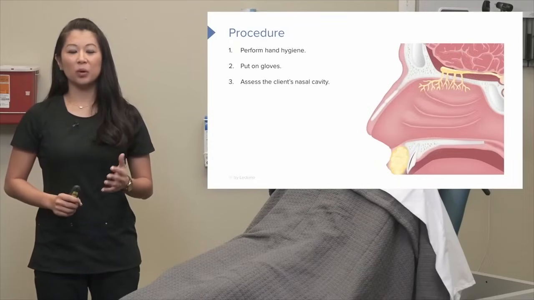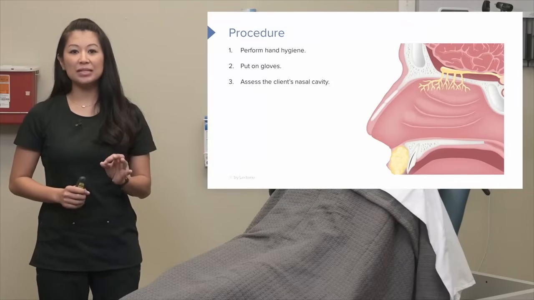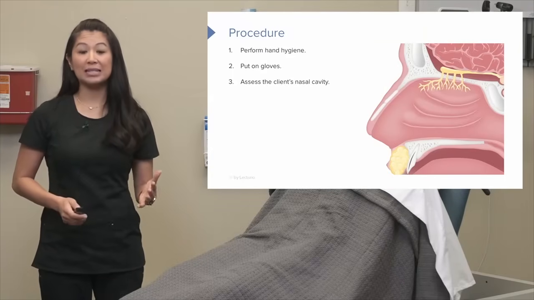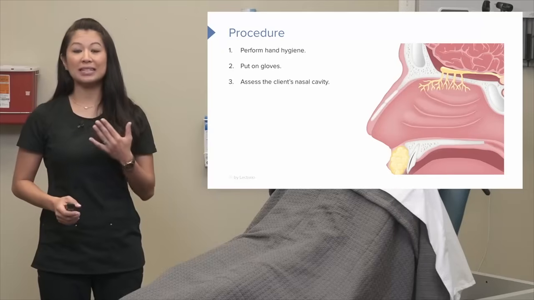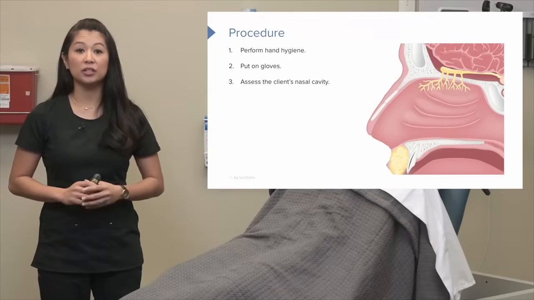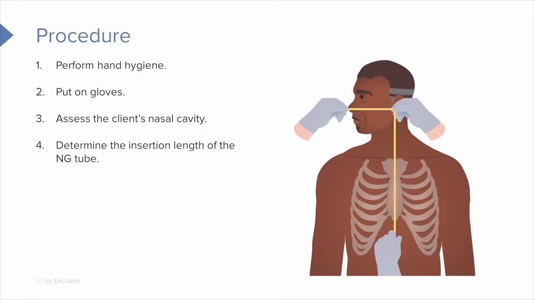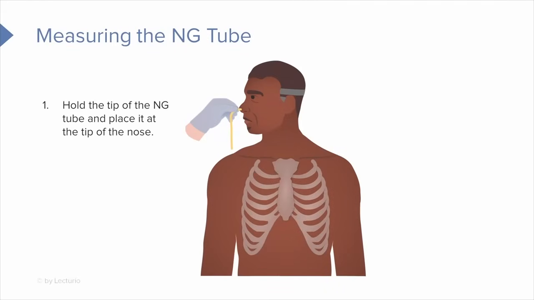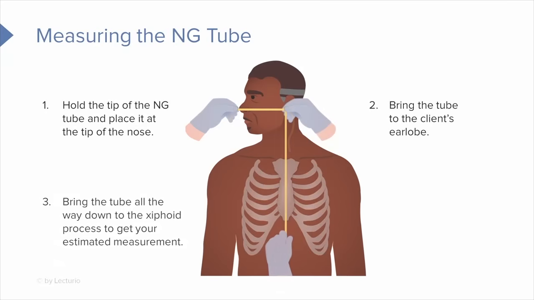Next, it's really important to assess the client's nasal cavity, because maybe your patient has some facial trauma or a deviated septum. We want to look at each naris to see which one is best to attempt to insert our NG tube. Now we've got to determine the insertion length. Take the tip of the nasogastric tube, put it to the tip of your patient's nose, stretch it across to their earlobe and then all the way down to their xiphoid process. For safety, I usually go a few centimeters past that xiphoid process. It's better to go a little long than to be short.